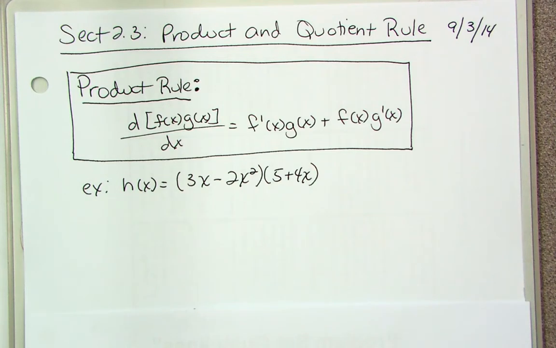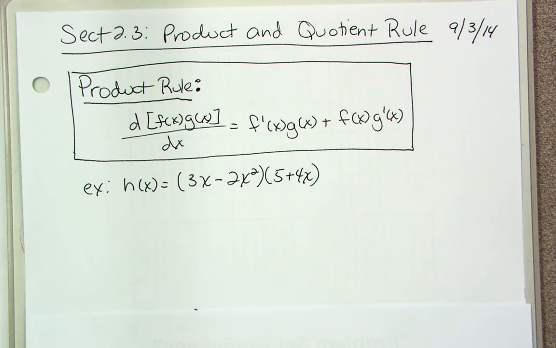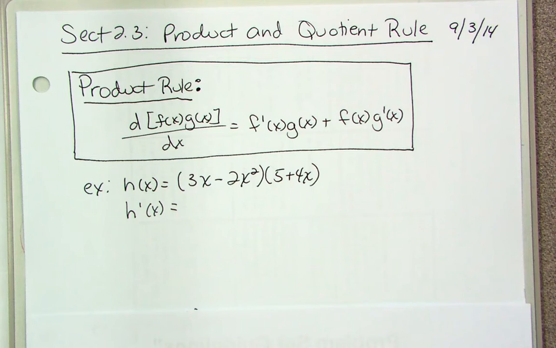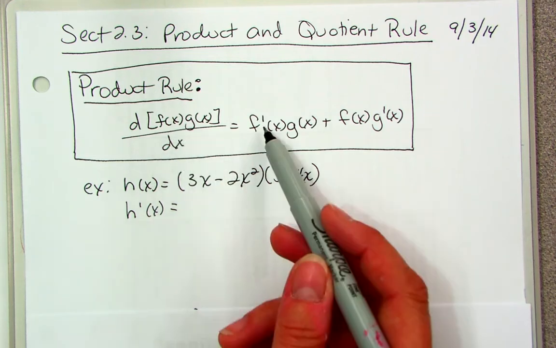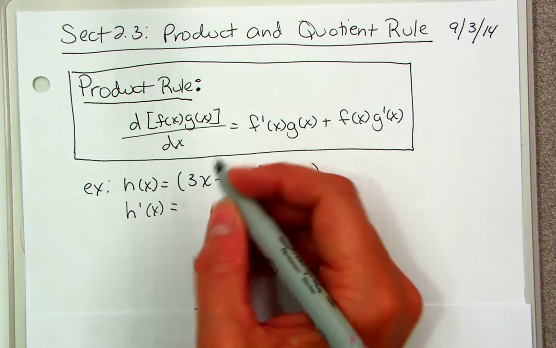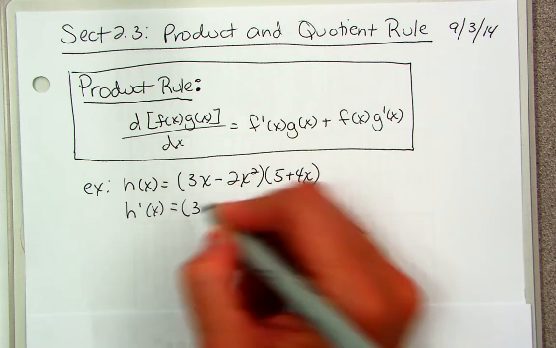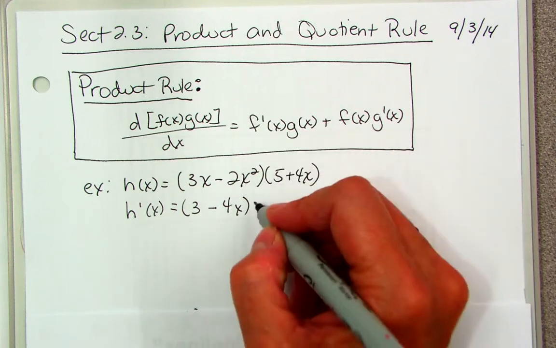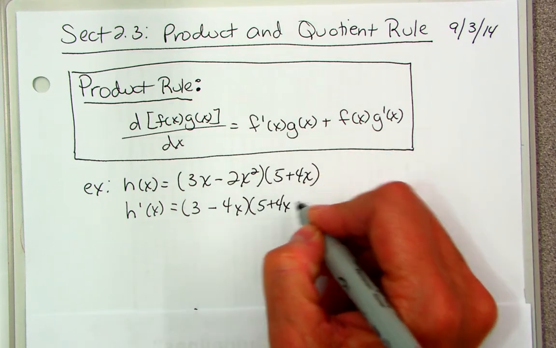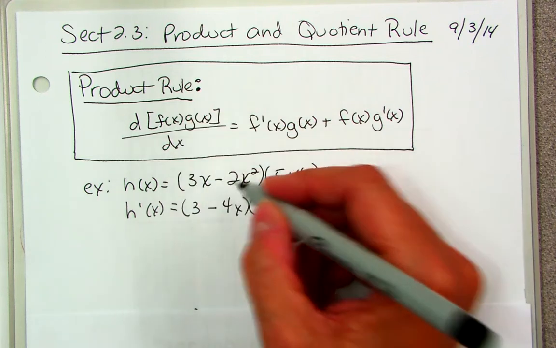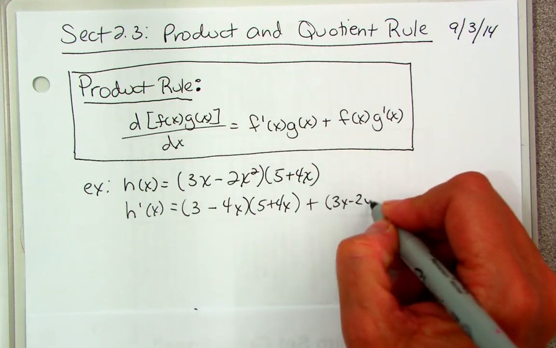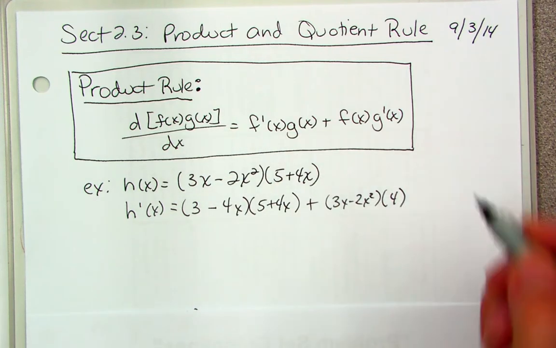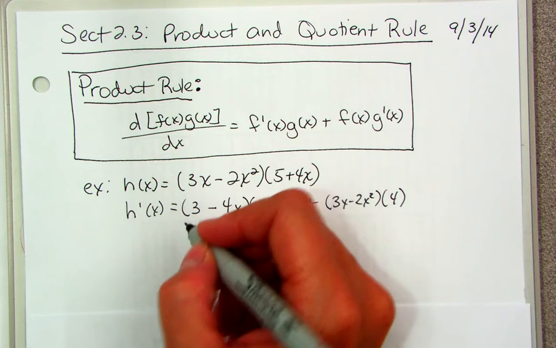You have two individual functions that are being multiplied together. I want to take the first derivative. So let's see what this says. It says take the first derivative of the first one. Okay, let's do that. Times the second one, leave alone, plus leave the first one alone, times the first derivative of the second one. Now I just multiply and simplify.